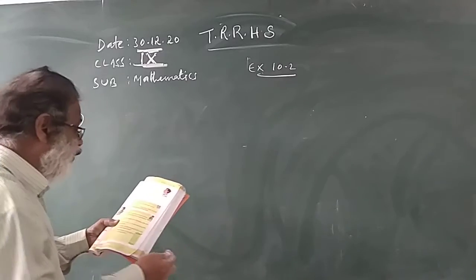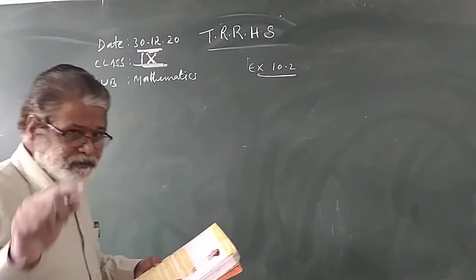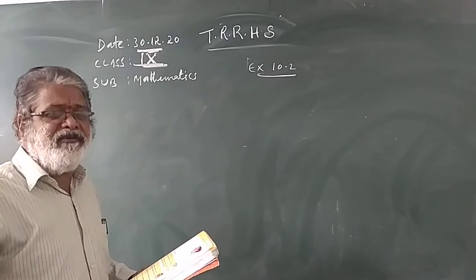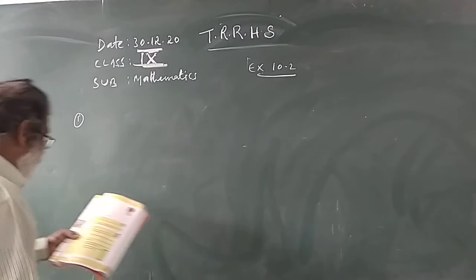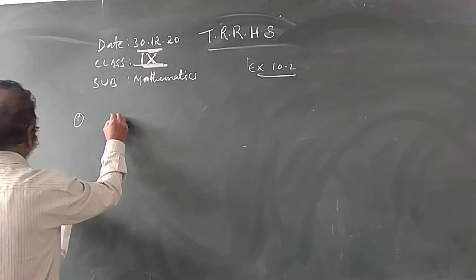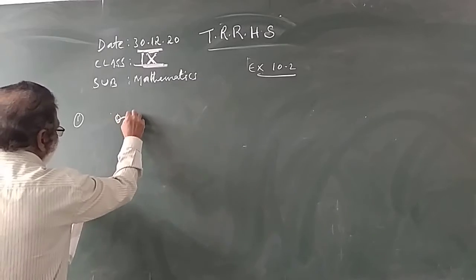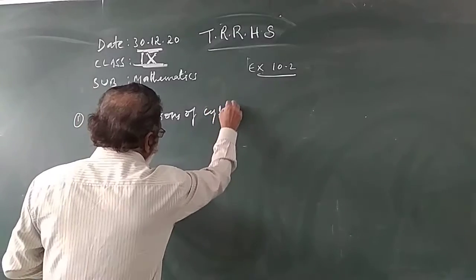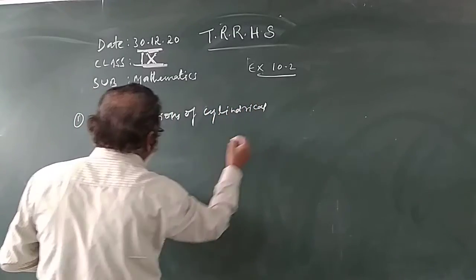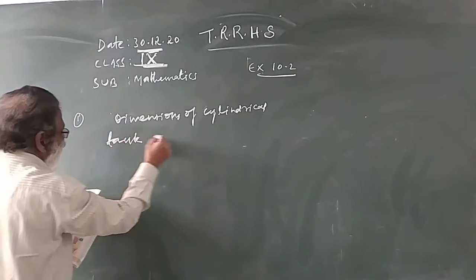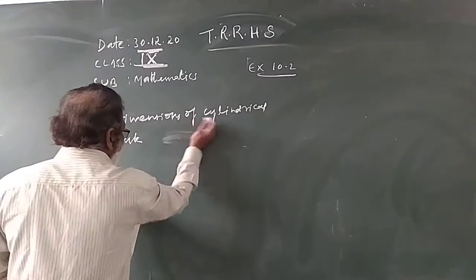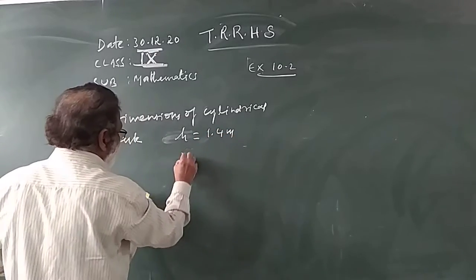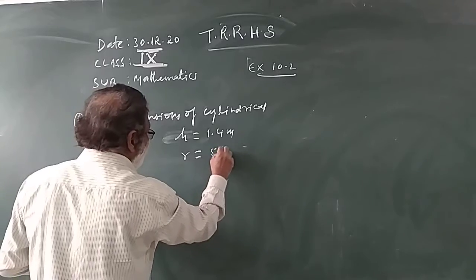So what are the dimensions given? Express in square meters. Express in square meters means every dimension should be in meters, so if it is not given in meters, you need to change it into meters. The dimensions of the cylindrical tank: height h is equal to 1.4 meters, and base radius r is equal to 56 centimeters.